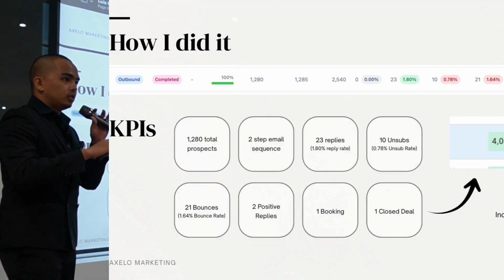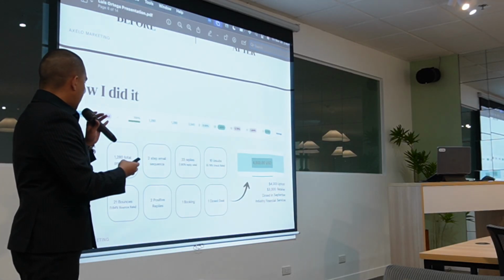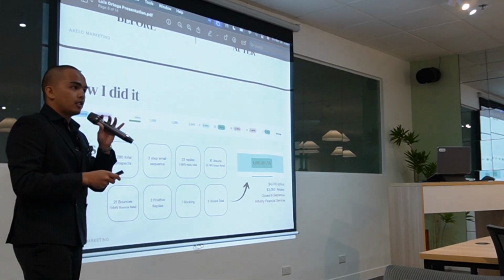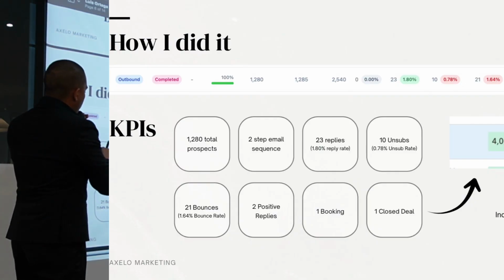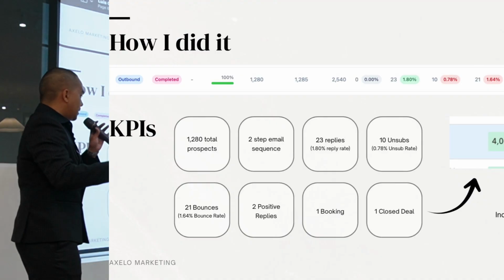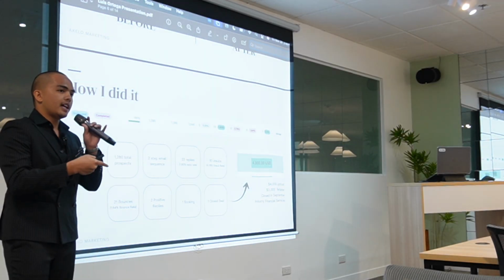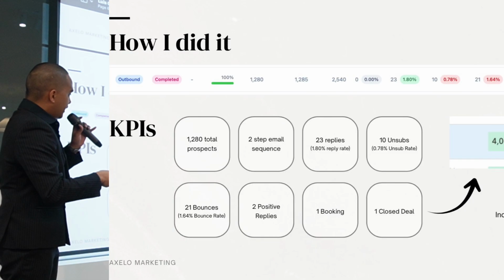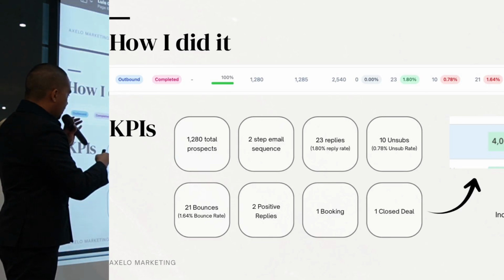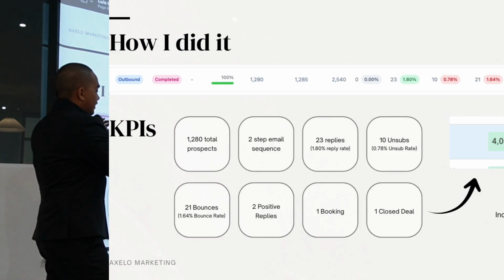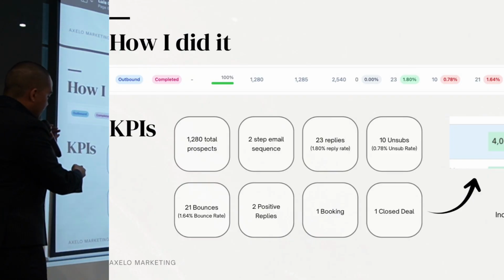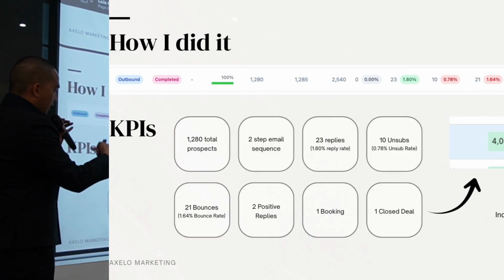For those of you who like KPI numbers, I got some KPIs right here. I am using Email Bison as my sending tool, but let's go over the stats first. I've got a total of 1,280 prospects, with a 2-step email sequence, meaning we send an email today and then we follow up 3 days later. From those 1,280 total prospects, we got 23 replies. 1.8% reply rate. And then we got 10 unsubscribes, 21 bounces, 2 positive replies, 1 booking, and 1 closed deal.